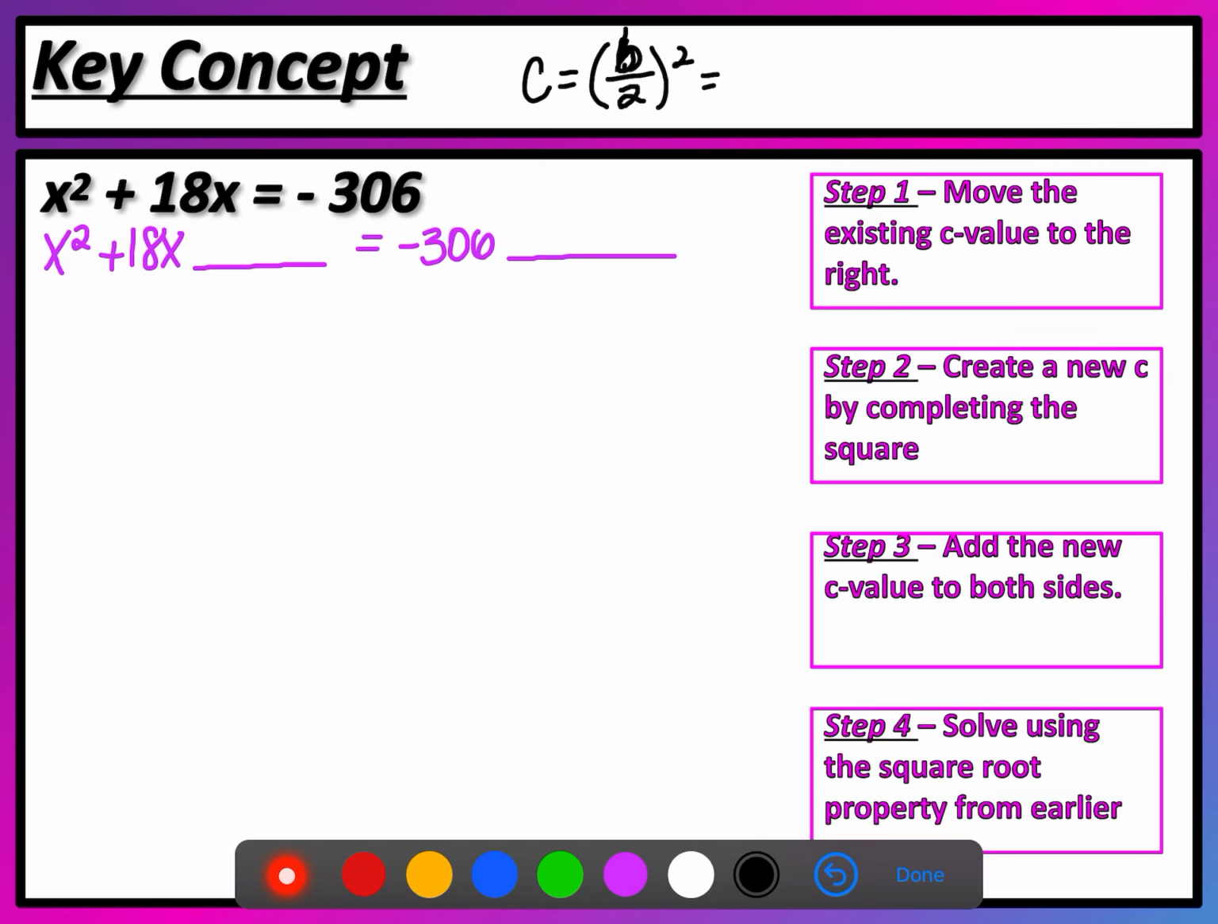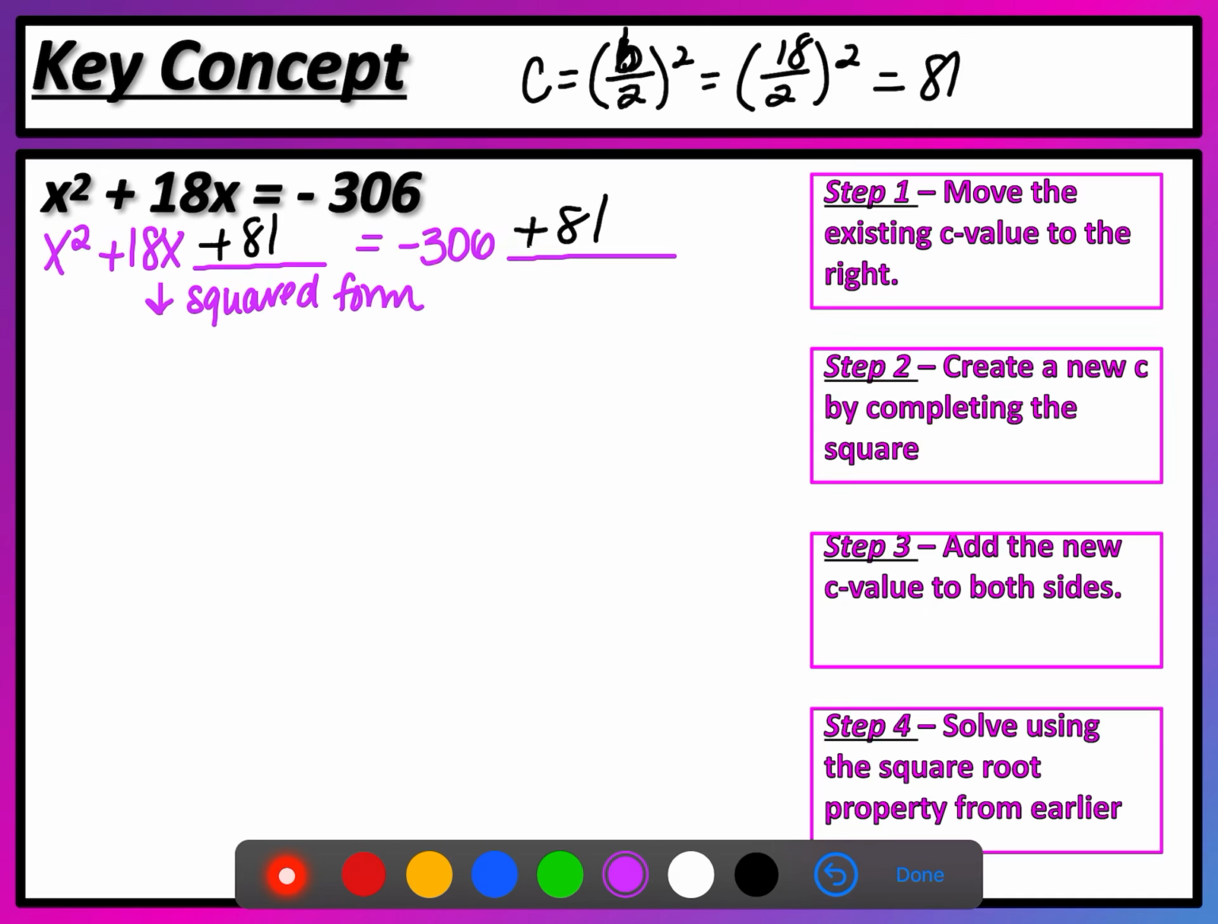B over 2 squared. So 18 over 2 squared. All right, 18 divided by 2 is 9. Square that is 81. So we're going to add 81 to both sides. And then we're going to squared form the left. Half the middle is 9.